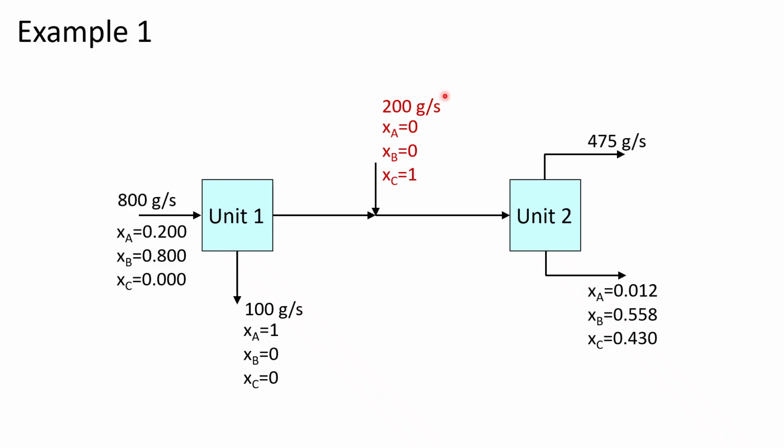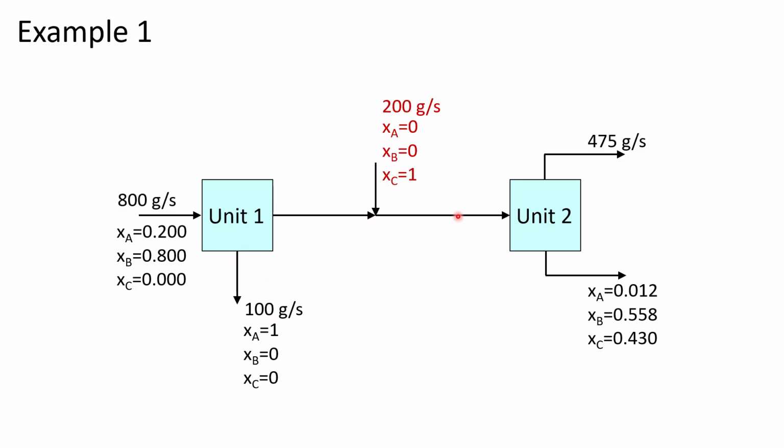The results of that labeling are shown here. The flow rate is specified as 200 grams per second, and the mass fraction of A and B are both 0 because this is pure C, and the mass fraction of C is equal to 1. Next, we're going to talk about labeling this second product stream from Unit 1 that's fed to this mixing point.